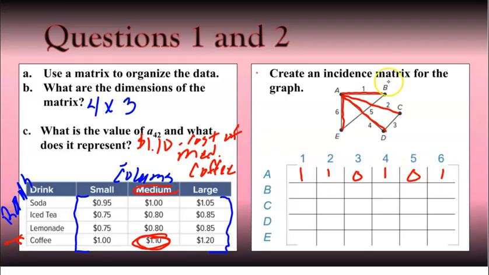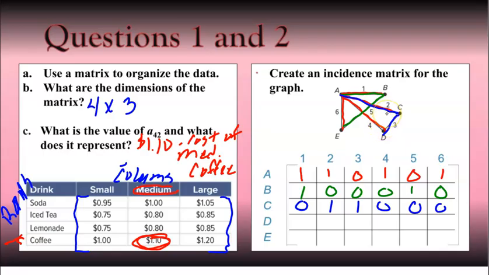Then I'm going to go to B. For B, I have a 1 that's leaving there, so I'm going to put a 1 here. And then I have 5, and I'm going to put a 1 for 5. No other edges touch letter B, so I'm going to put zeros for the remaining. Next we have C. So we know 2 touches C and 3 touches C. So I'm going to put a 1 for 2 and 3. Everything else is zeros.